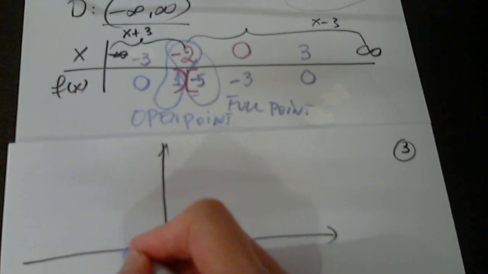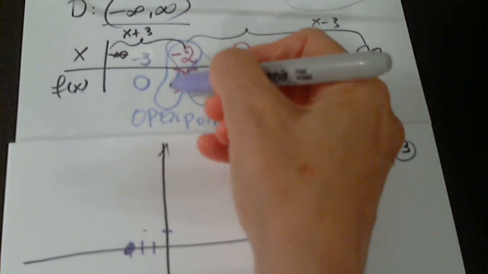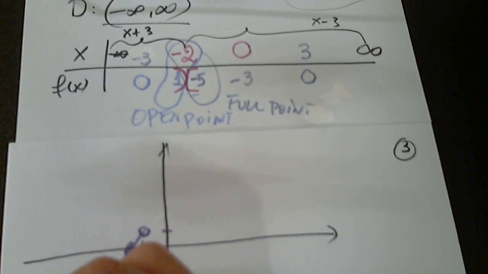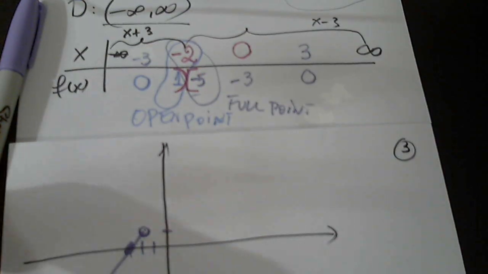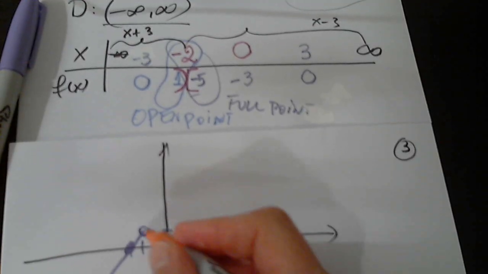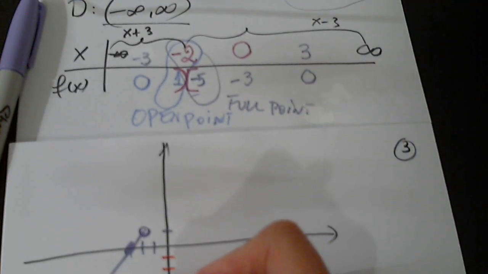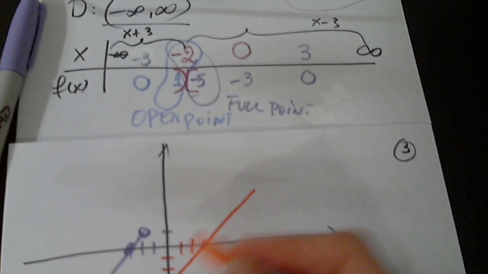So here it is. -3, 0. -2, 1. Open point. Done. You don't have to use colors, but I'm using colors just to make a point. Now, -2, -5. So I'm going to use this. 1, 2, 3, 4, 5. This is a full point. 0, -3. This is a full point. 3, 0 is a full point. And it's done.